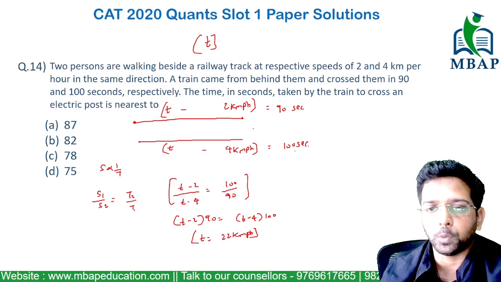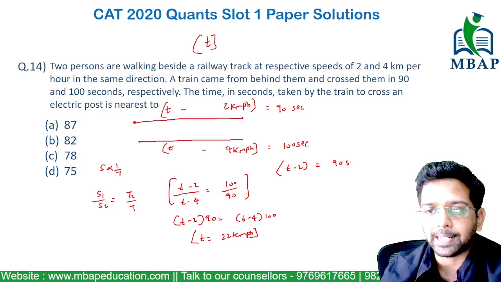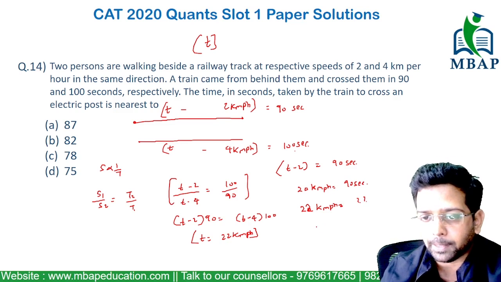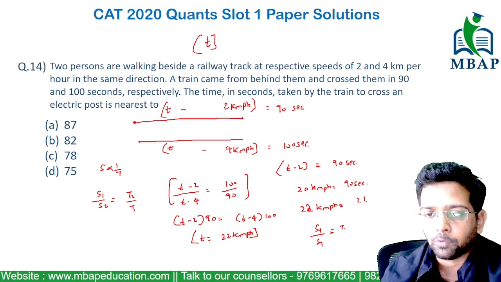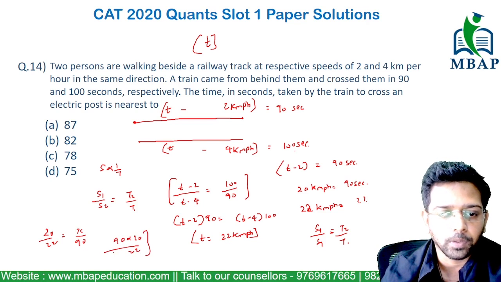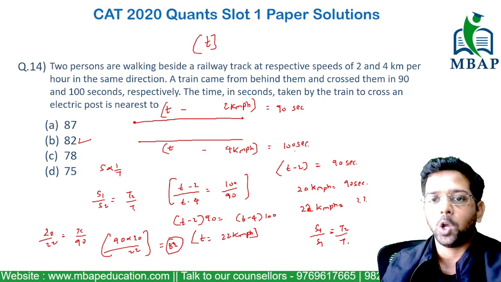Now, this is the speed of the train which I have got. It has also been given that at a speed of t minus 2 km per hour, that is 20 km/h, the train will take 90 seconds to cross. But the original speed of the train is 22 km/h, and the question is how much time it will take. You cannot directly cross multiply, because again they are inversely proportional. S1 by S2 will be equal to T2 by T1, so 20 upon 22 will be equal to x upon 90. My final answer will be 90 into 20 divided by 22. If you solve this, the nearest answer you will get is 82 seconds. That becomes my option number 2.